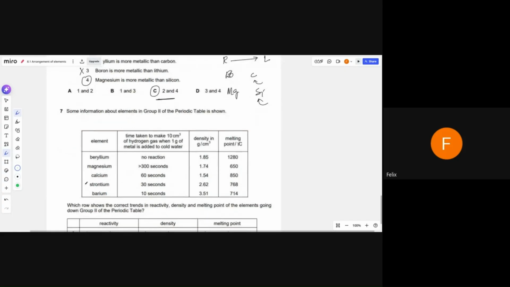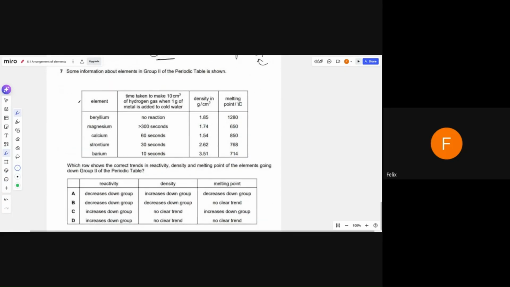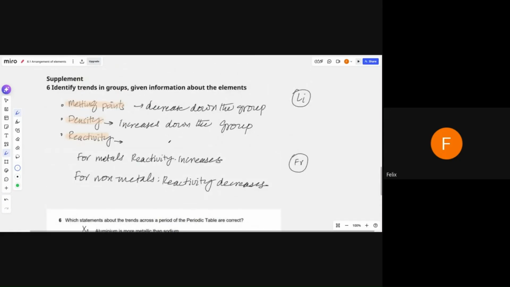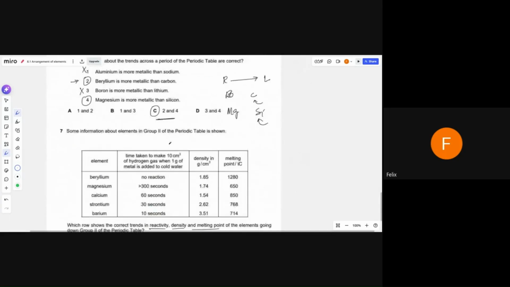Now this is a question for extended students, I believe. Some information about elements in group 2 of the periodic table is shown. Which row shows correct trends in reactivity, density, and melting points? These are the three parameters that we studied: melting points, density, and reactivity, and you will be assessed on these three. So you can take a screenshot, or if you're taking notes, write this down. This is very important. On the basis of this information, you will have to answer these questions, right?